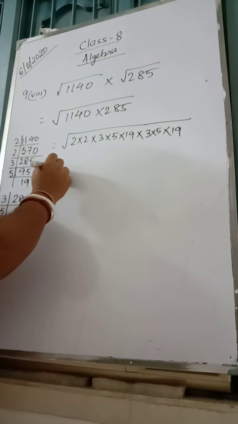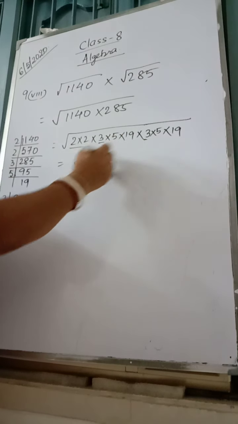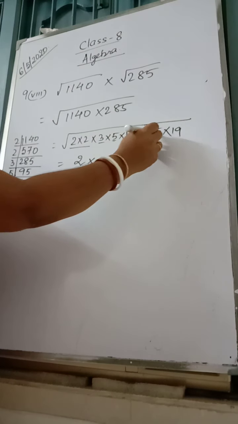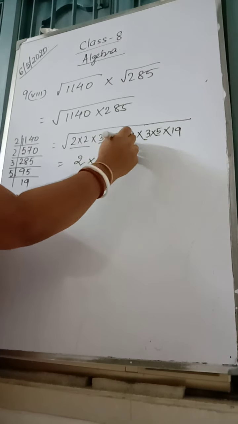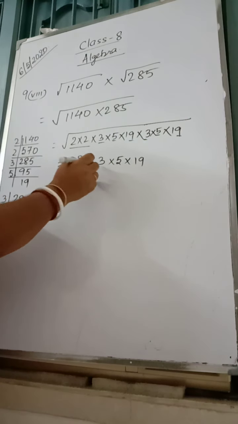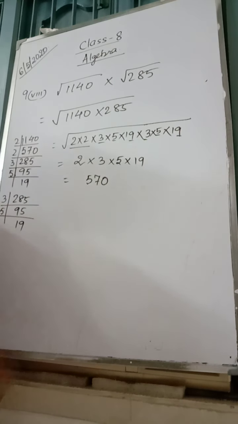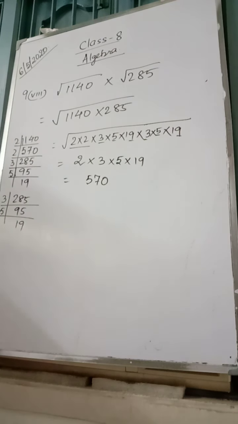Is it? Now see, 1 pair of 2, so 2 is out. 1 pair of 3, so 3 is out. 1 pair of 5, so 5 is out. And 1 pair of 19, so 19 is out. 5 2's are 10, 3's are 30, 19 3's are 57, and 0, 570 would be the answer. In this way we have to solve question number 9 as well as question number 10.